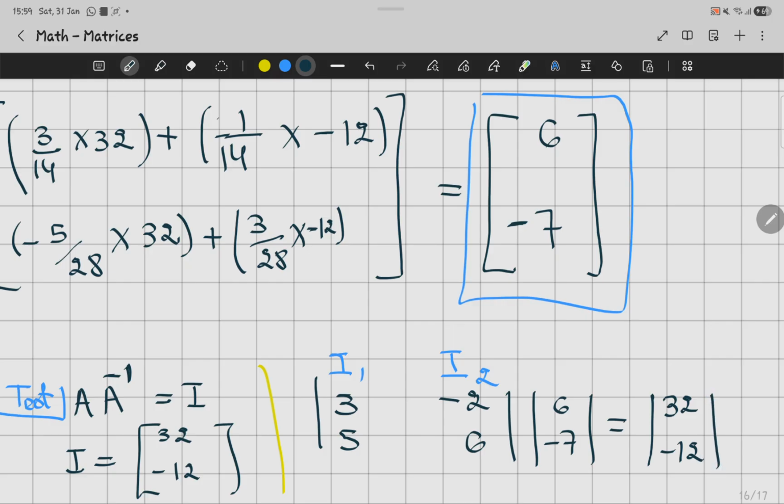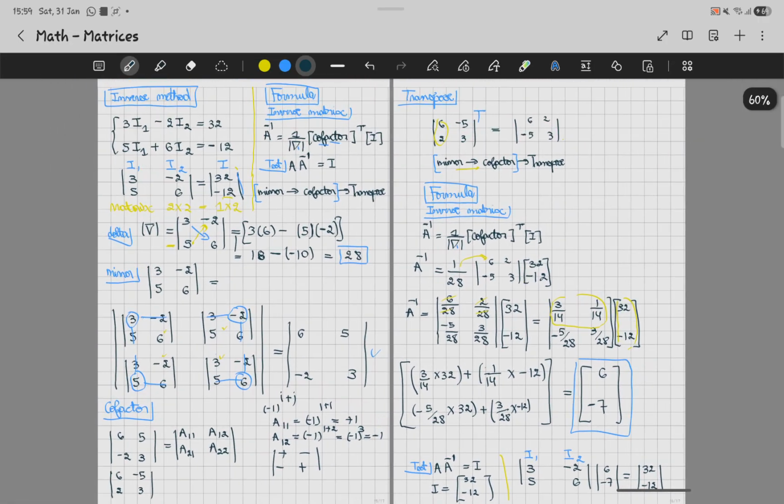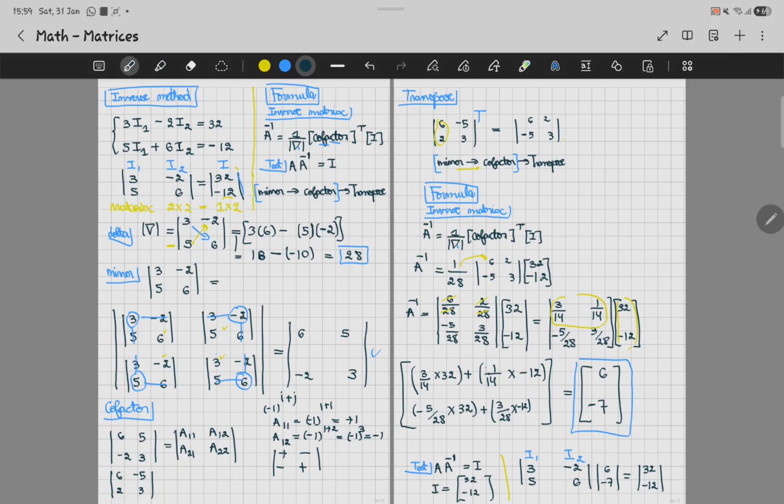This is an exercise that I will give you to do. This is what you need to do afterward when you're done, just to verify that this side will be equal to this one. Okay, so this is how you go about finding the inverse of the matrix.